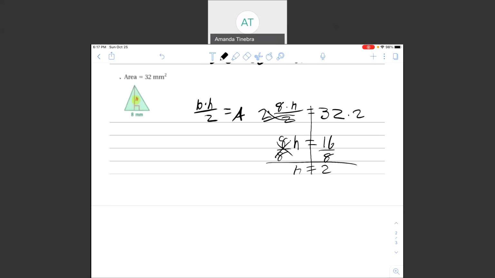Excuse me. I made a mistake. That should have been 64. 32 times 2 is 64. I apologize. Then 64 divided by 8 leaves me with 8.